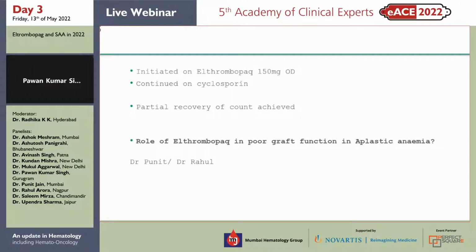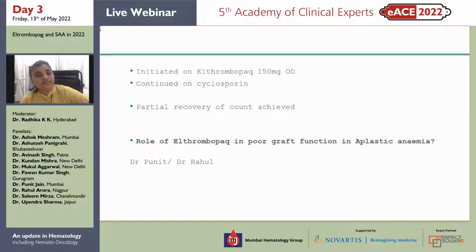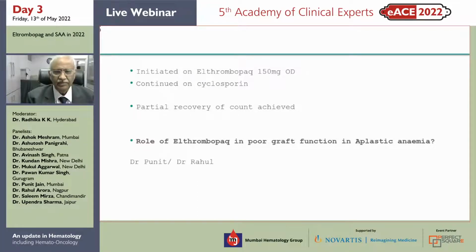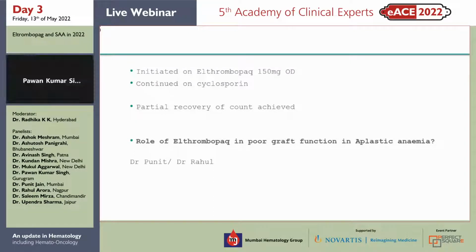You are saying that after initiation there was partial recovery of blood counts. Was it achieved in 15 days, one month? What was the status at two weeks? What was the status of chimerism at this point of time? Thank you, Radhika. I would be curious to know what the chimerism was at this point.